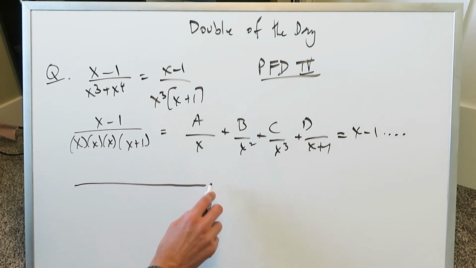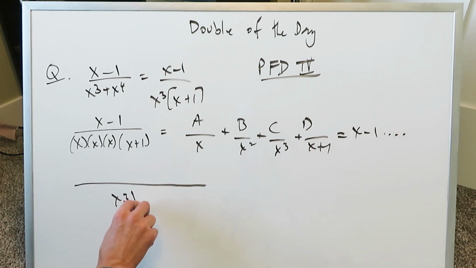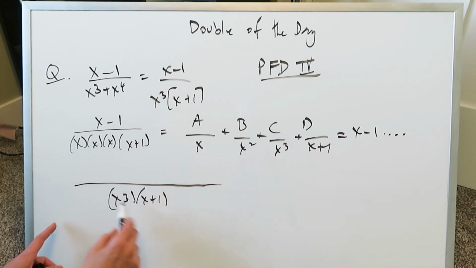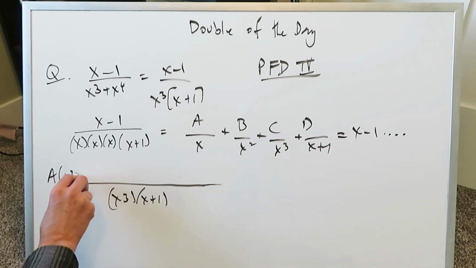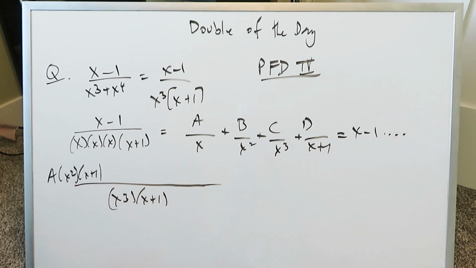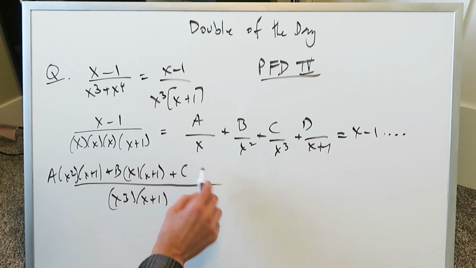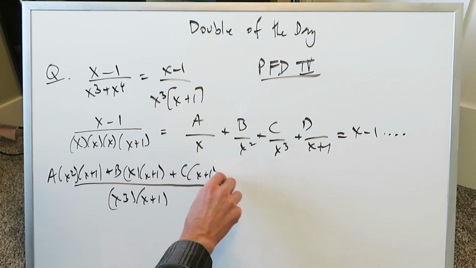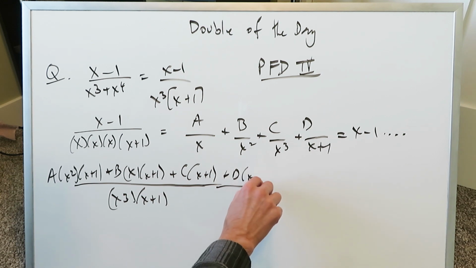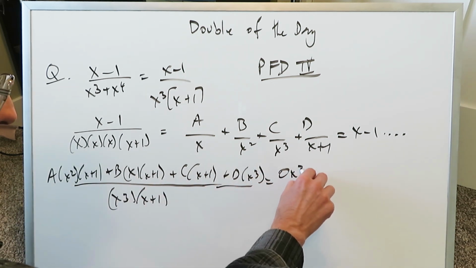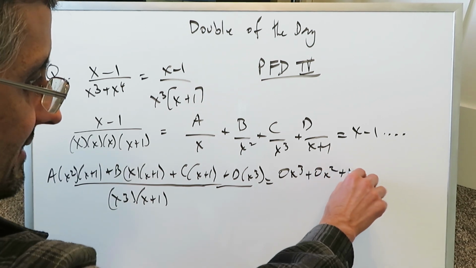What's a good common denominator here? It will be x cubed times x plus 1. Now each of these individually has to be addressed. A goes in all of this, x squared and x plus 1 times. You see things will get complicated. B goes in here how many times? It goes x and x plus 1 times. C goes in all of this, x plus 1 times, and d goes in all of that, x cubed times, and this must all equal, in terms of this numerator, 0x cubed, 0x squared plus x minus 1.